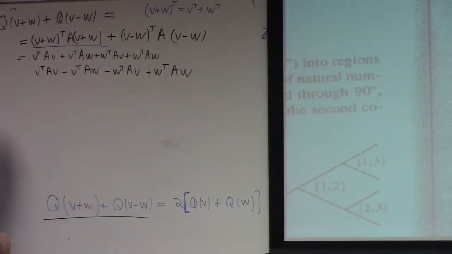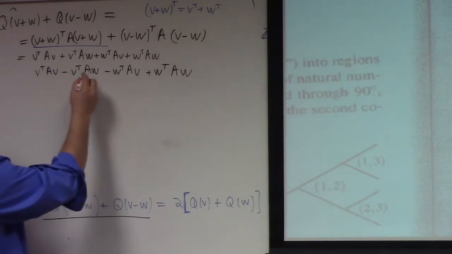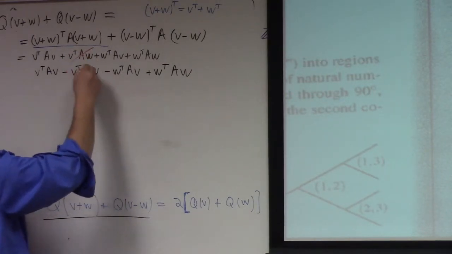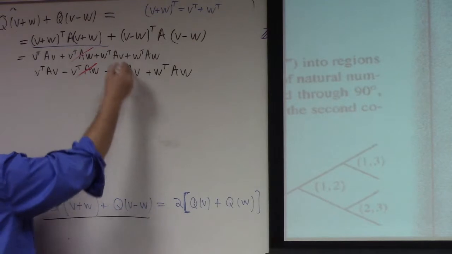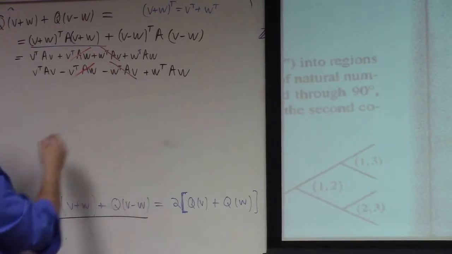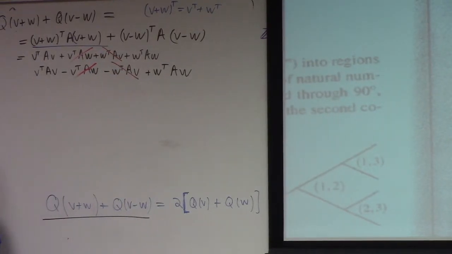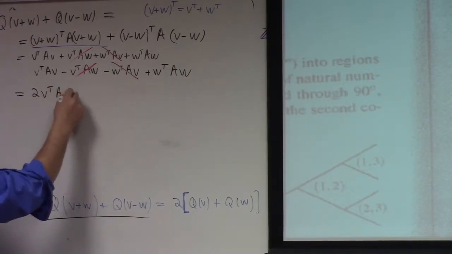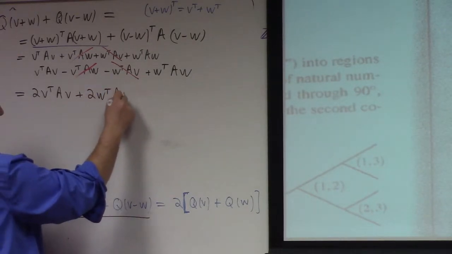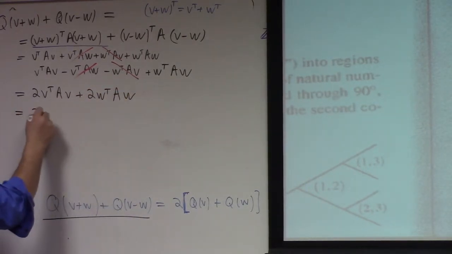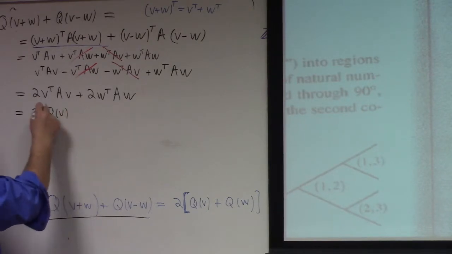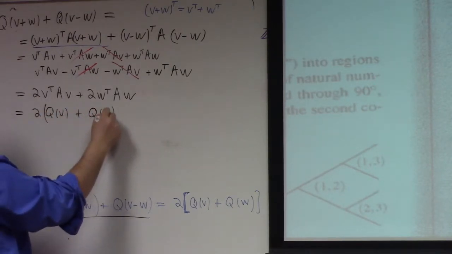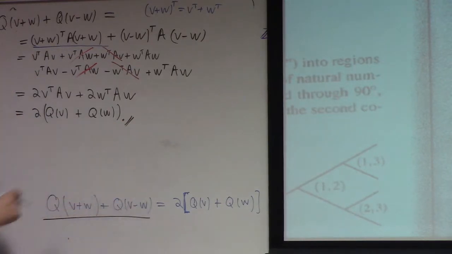I think the cross terms cancel. Like this is canceled by that, its natural enemy, and likewise this guy gets canceled by that guy. And you're just left with 2 times V transpose AV plus 2 times W transpose AW, which is, of course, 2 times Q of V plus Q of W. And check it out, that's it. I believe this is called the polarization identity for quadratic forms, but I could be wrong.